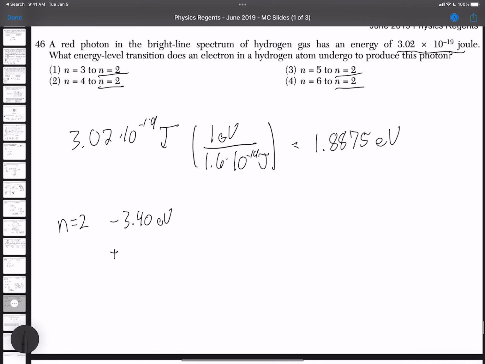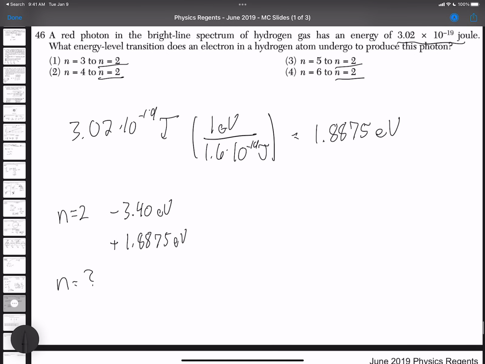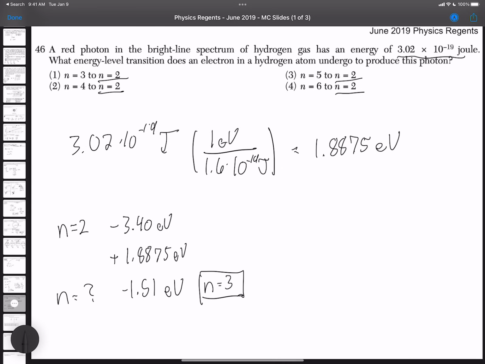So I'm going to add to this my 1.8875 electron volts. So again, I'm doing negative 3.4 plus that amount of energy, and I'm getting that wherever I'm coming from has an energy of negative 1.51 electron volts. And I look at my diagram, and I see that that corresponds to the n equals 3 energy level. And so it is answer choice 1.